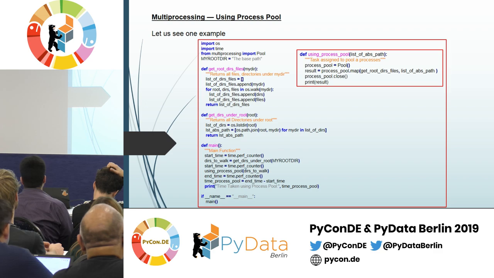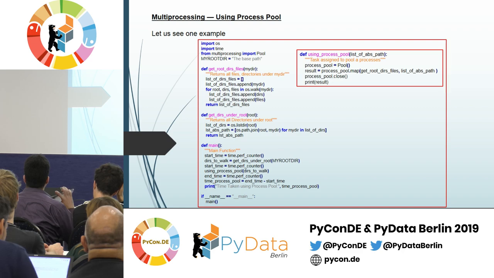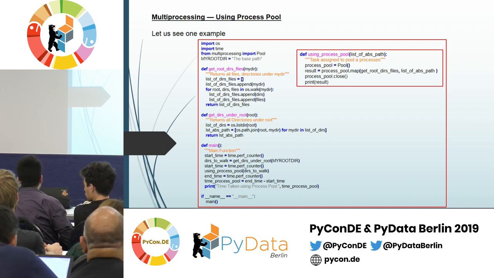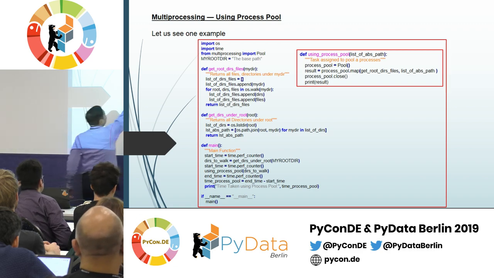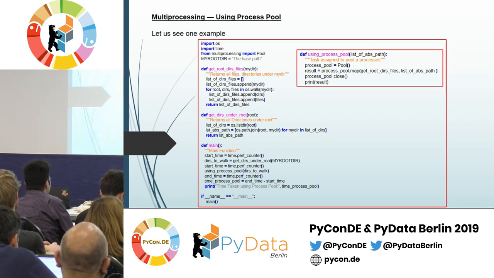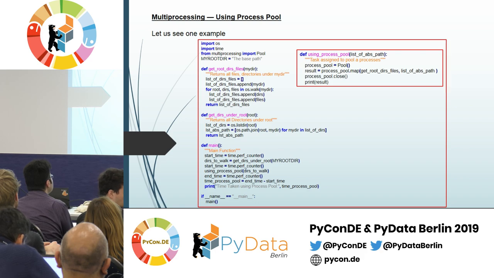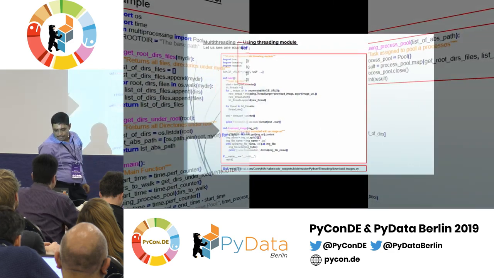Now I get the path. Path means how many directories are there within my current directory, and I throw those paths to the pool of processes. Using this function, I am getting the list of directories in my current directory, and I want to walk through those. So every absolute path I am giving to that process pool by using the map function. Map means one process getting mapped to one argument. This is an example of a process pool.